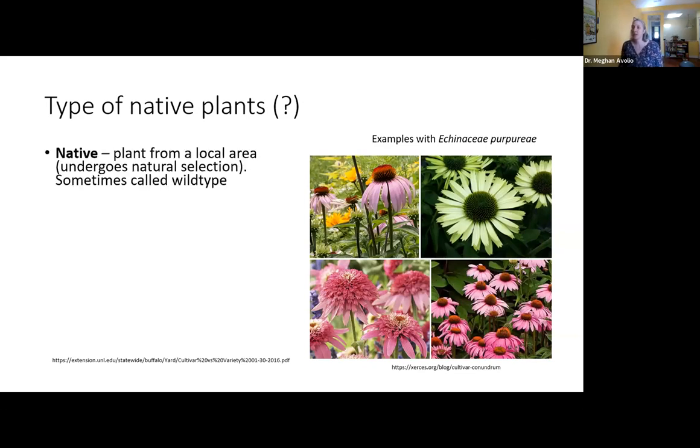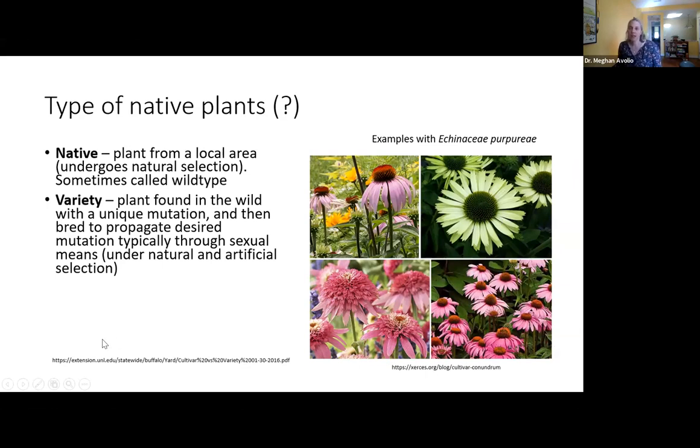And so when we're thinking about native plants, a very good native would be locally adapted to the area. It's undergone natural selection, and sometimes this would be called a wild type. And I'm going to give an example here with Echinacea purpurea. Here's the Echinacea wild type, and here are 3 different cultivars of Echinacea. A variety is an example of a plant that's been found in the wild. It has some unique mutation that gives it a trait that we're really interested in. So this could be potentially something like having white petals, right? So there's this natural variation in the field. This genotype gives rise to a different phenotype.